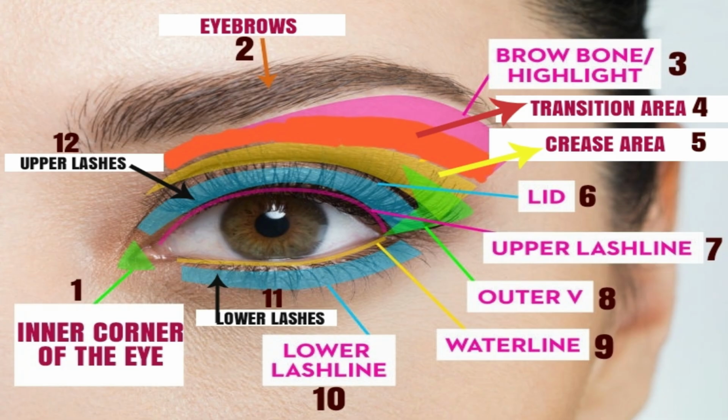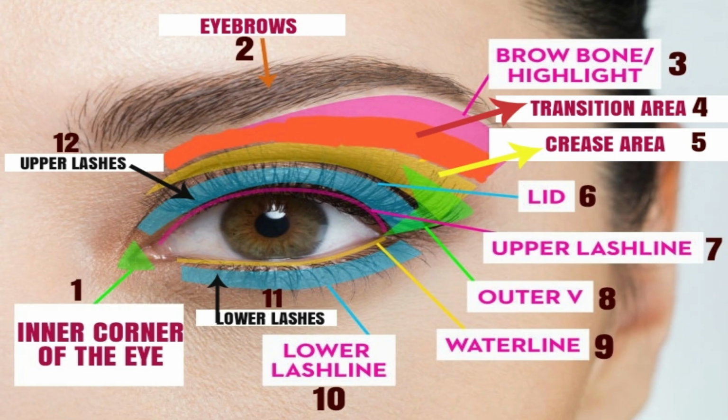And then the seventh part is called the upper lash line. You can see that pink half circular line, that is called the upper lash line. That upper lash line is where most times we apply our liquid liner. So when we say the upper lash line, that is what we mean by upper lash line.